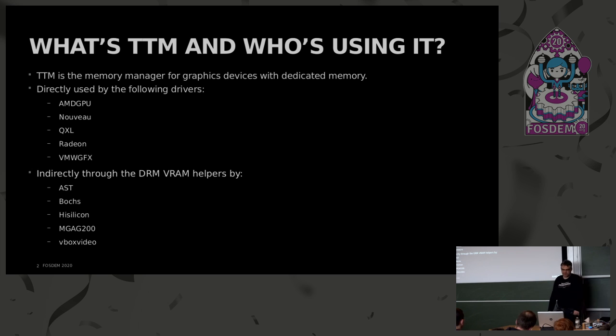Yeah, as I said, TTM is directly used by AMD GPU, Nouveau, QXL, Radeon, and VMware Graphics. And the guys from VMware Graphics, original Tungsten Graphics, are the ones who originally wrote it and merged it into the Linux kernel. Additional to that, TTM is used indirectly through the VRAM helpers by AST, Bochs, HiSilicon, MGA 200, and the VirtualBox video driver.